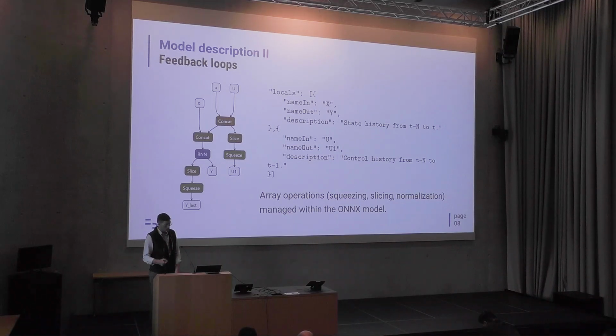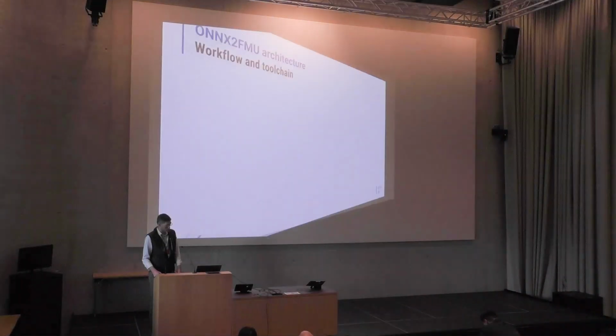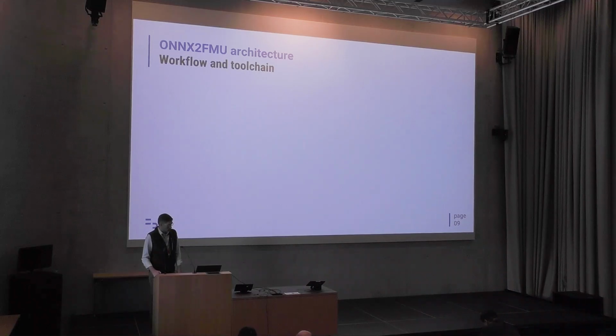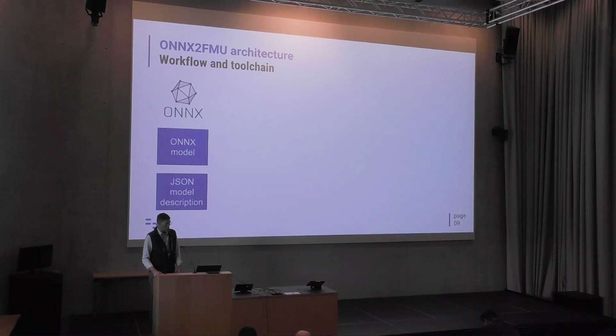We simply did this by mapping using the same names of the ONNX model, name in and name out, with the description, and that enabled writing some code to do this mapping. Here I want to show you the architecture, so how we do this. We start from the ONNX model on the one side and a model description in a JSON format.